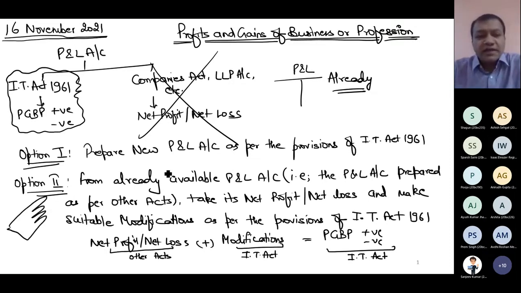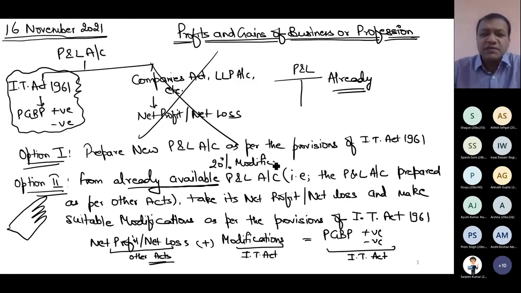If someone has already made some efforts, might be because of other acts, but how much difference can there be between other acts and the IT Act? There may be around 20% modifications. 70 to 80% of the P&L account as per the other acts and as per the IT Act will be almost the same. Only 20% to 30% modification is required in every P&L account.